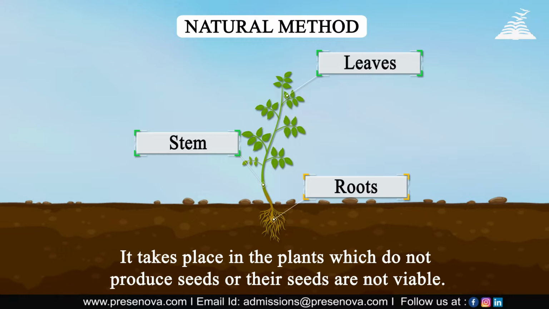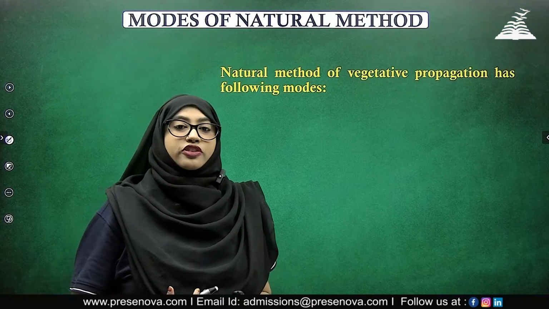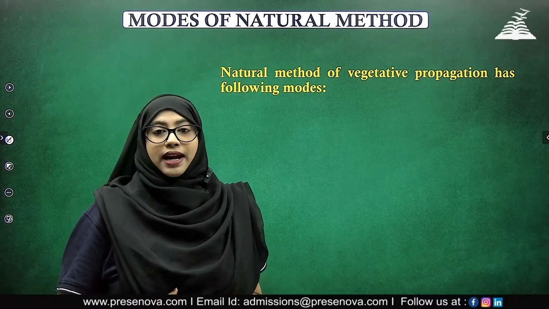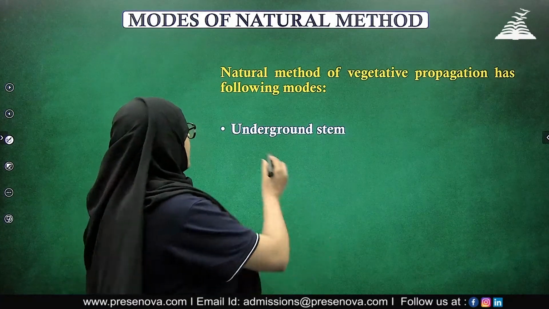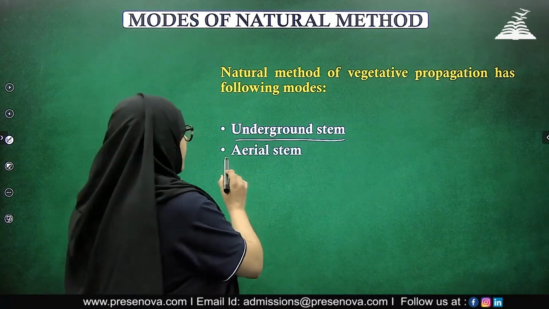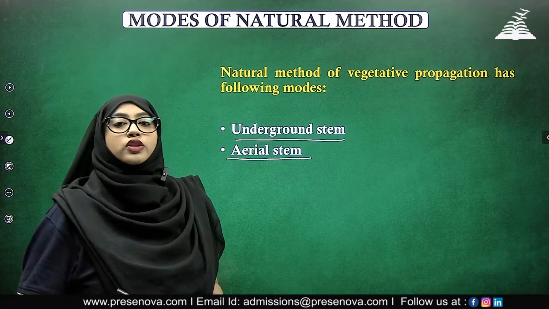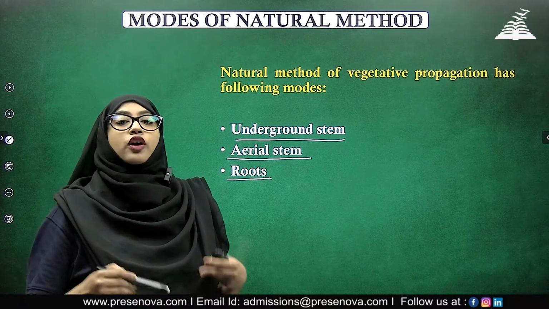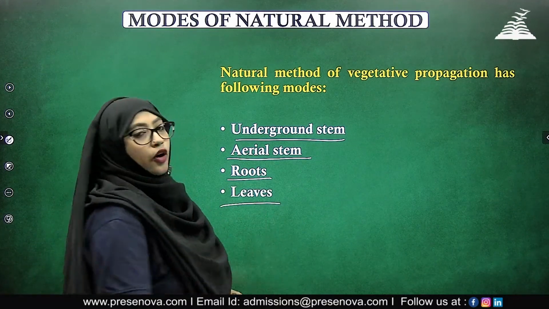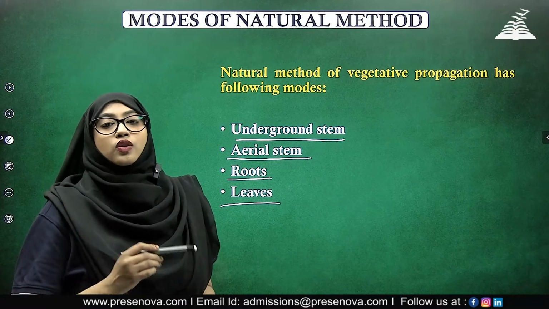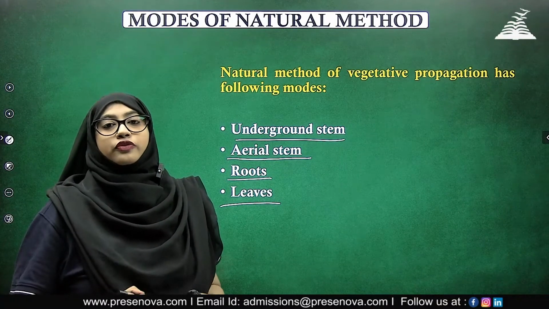Moving on, we will see what the different types of natural method of vegetative propagation are. Vegetative propagation by the natural method can take place by different parts of the plant, which come like this. The underground stem also propagates to form a new plant. Then the aerial stem present in the plant also propagates to form a new plant. And then the roots of the plant also propagate to form a new plant. And then leaves of the plant also propagate to form a new plant or a new organism in the case of asexual reproduction of an organism.